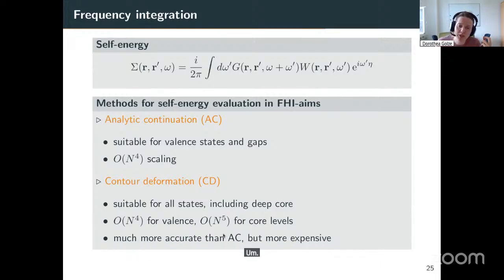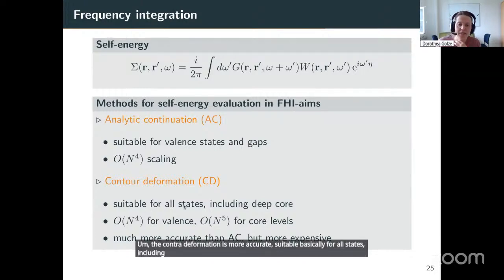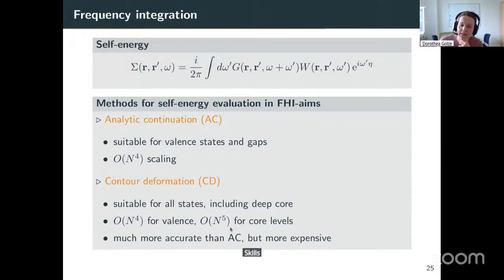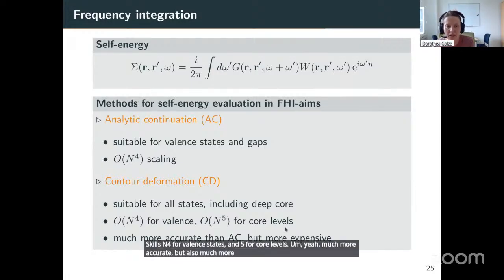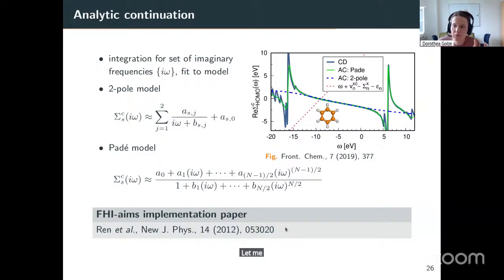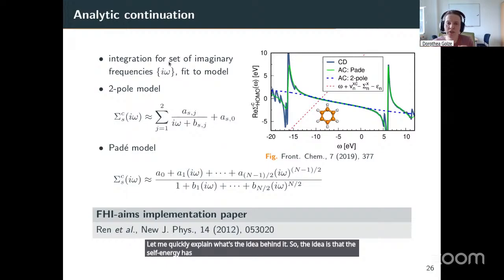The contour deformation is more accurate, suitable basically for all states, including deep core states, scales N4 for valence states, N5 for core levels. Much more accurate, but also much more expensive. Let me quickly explain what's the idea behind it. So the idea is that the self-energy has a smoother structure for imaginary frequencies compared to real ones. You see here the real ones has a lot of structure.